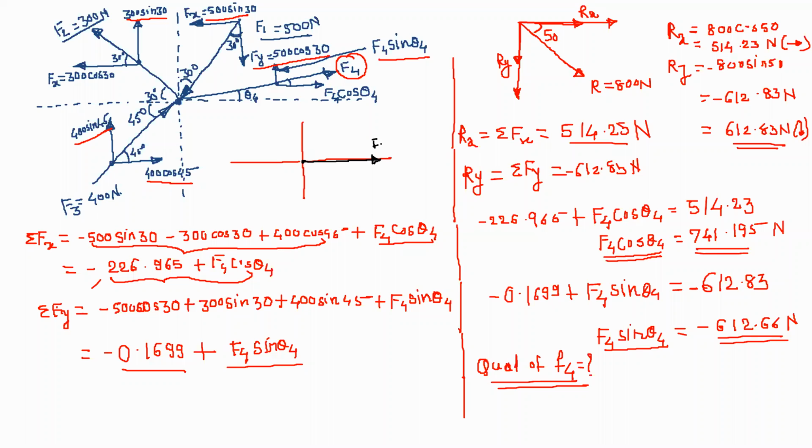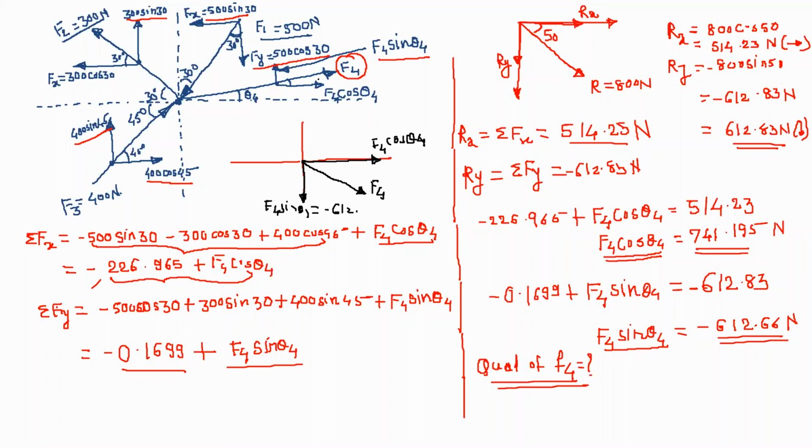So actually, if I draw this figure, this is F4 cos theta 4, and this component is F4 sine theta 4. And this is negative, that is minus 612, and therefore this is the actual force F4. So basically F4 is nothing but the resultant of these two components.